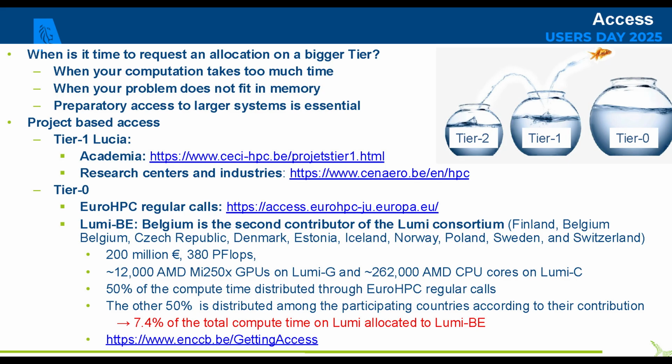And based on this, you have to know that 50% of the compute time on LUMI is distributed through EuroHPC regular calls, so these guys here. And the other 50% is distributed among the participating countries of the consortium according to their contribution. So that means that we have access to 7.4% of the total compute time on LUMI. So this is an extreme privilege, in my opinion.